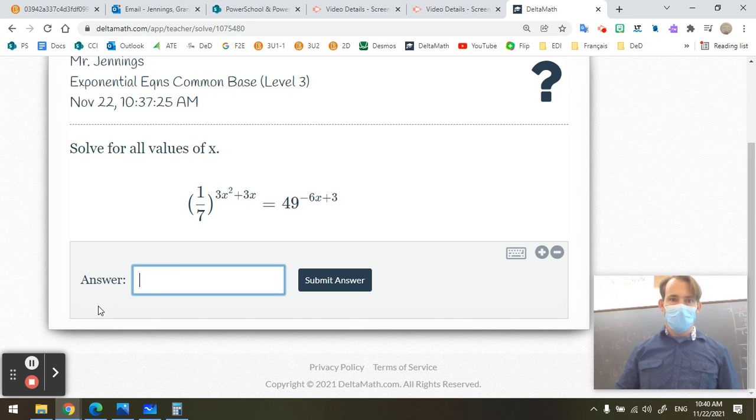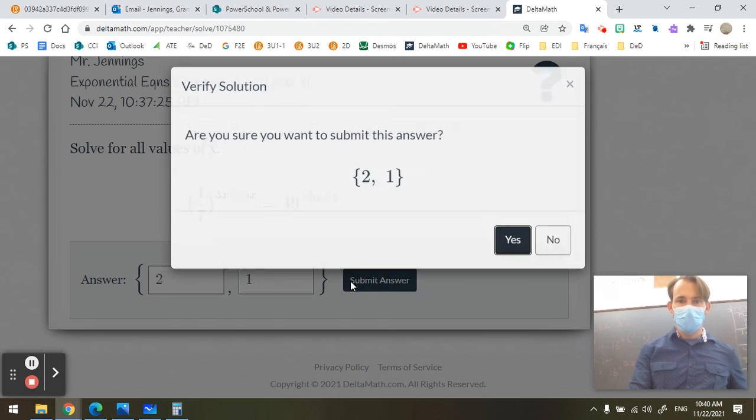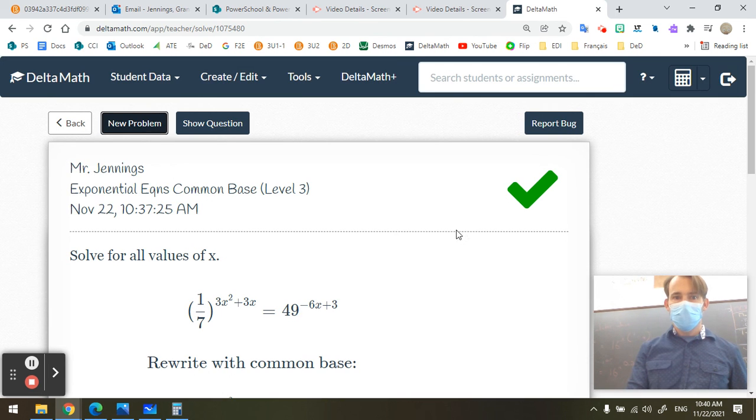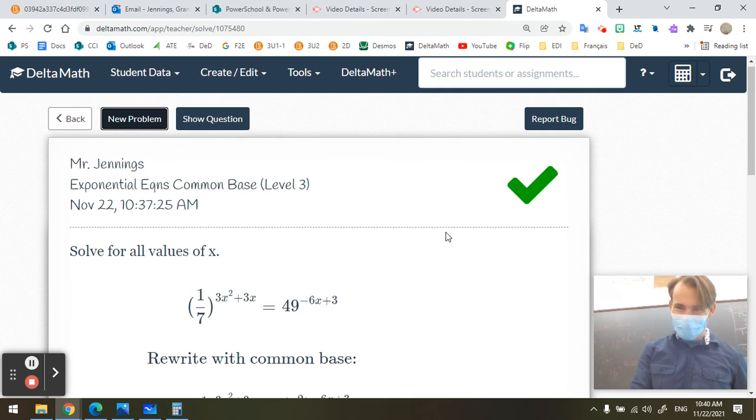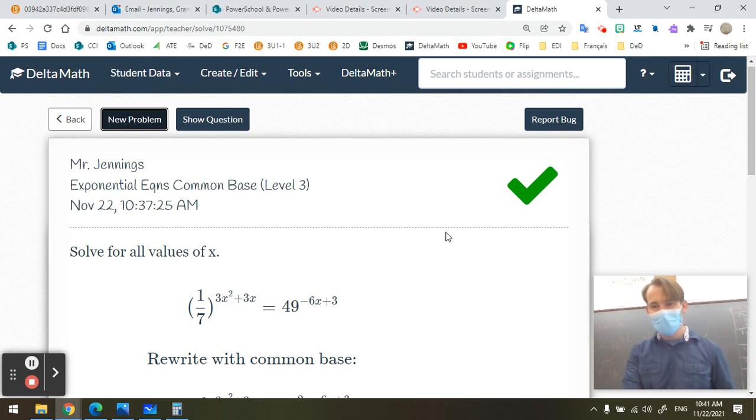Solve for all values of x. 2, 1. Yeah, two different answers. Submit answer. Yes. Yay, correct. So that's how you do these more challenging types of questions. It's a review of quadratics. Oh, it's so much fun.